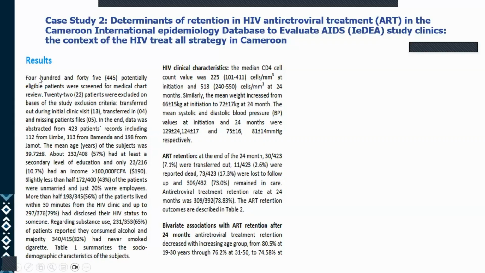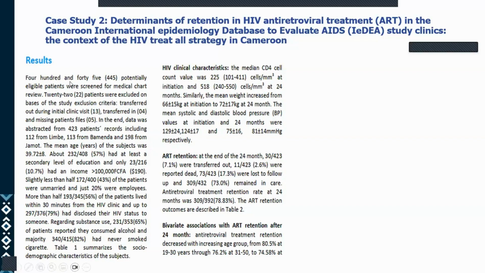You can see here that 445 potentially eligible participants were screened. We always start with a form of inclusion and exclusion of what was done. You cannot just put in your results section, even though you analyzed like 500 participants, you just say from the 500 participants. No. Before the 500 participants, how many were there? What happened before this was reduced?